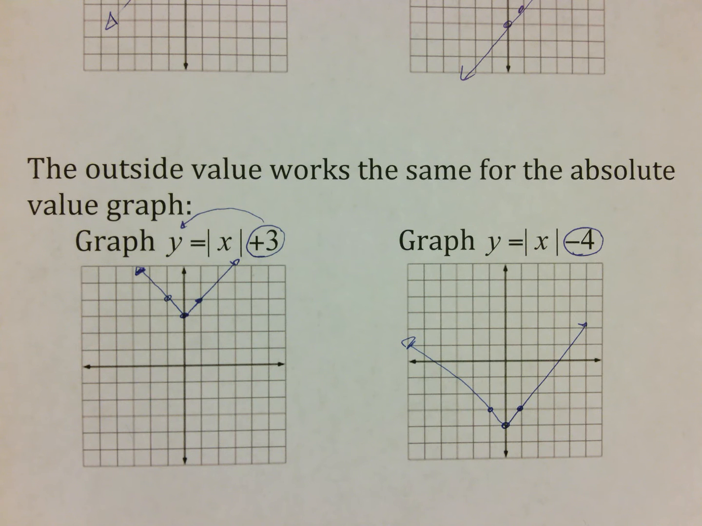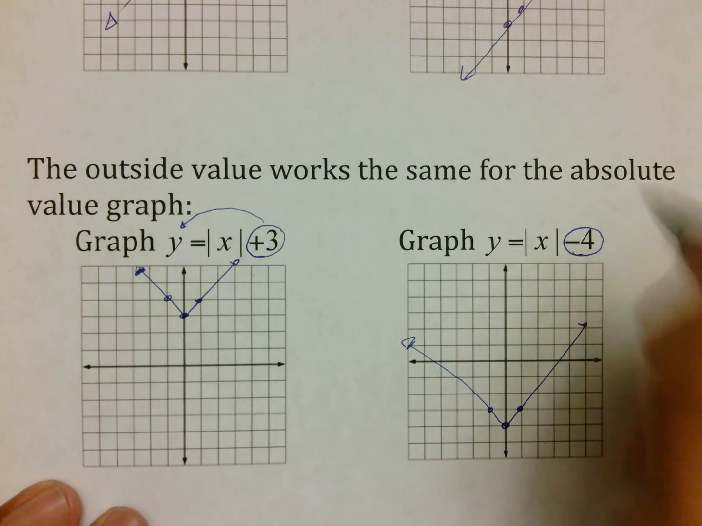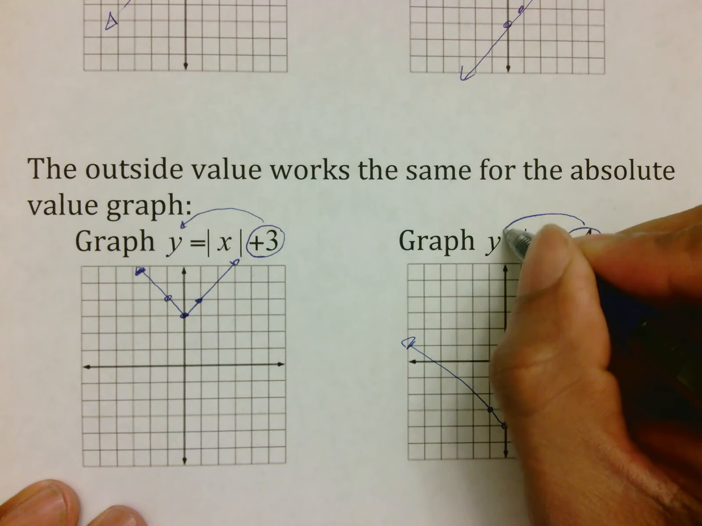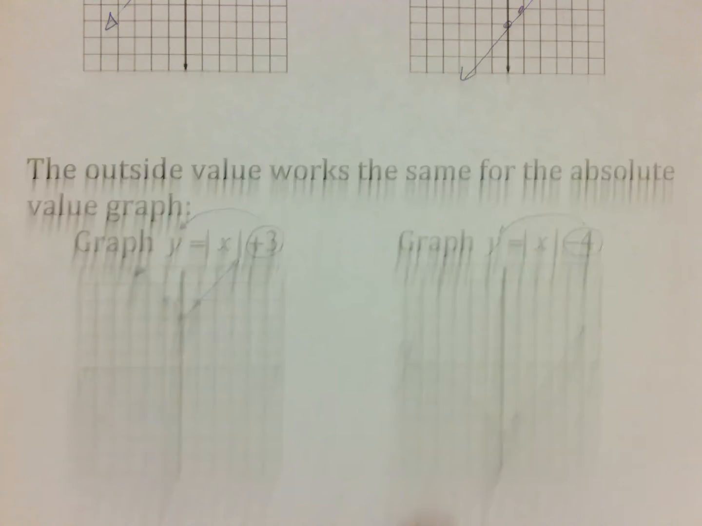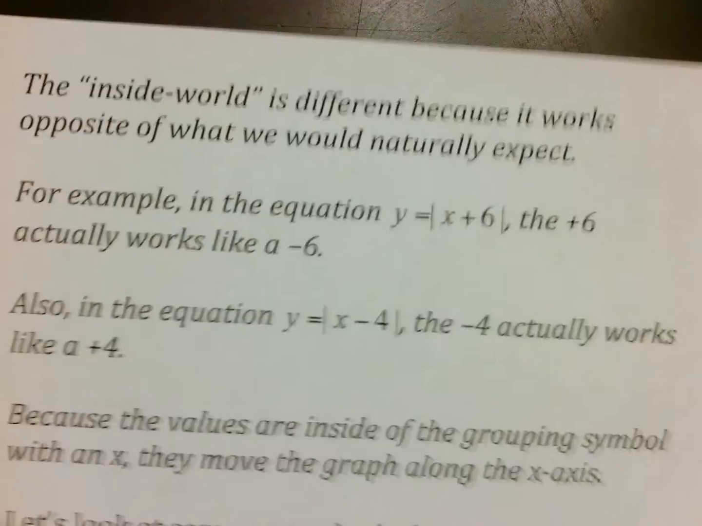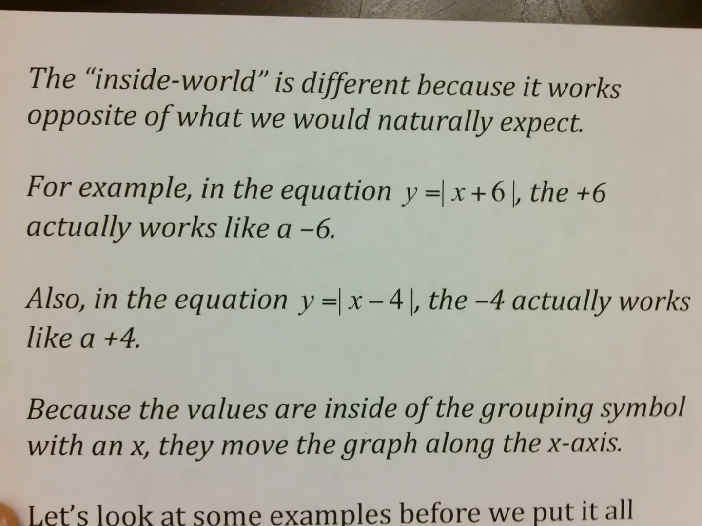It's the inside number, and it's whenever after you've seen them both that you start mixing up which one's which. Just remember again that the outside number is attached to y, because that's what it means. Like I said, every time you've graphed, even on the lines, that outside number tells you to go up or tells you to go down. The inside world is different, and that's because it works the opposite of what we would naturally expect.